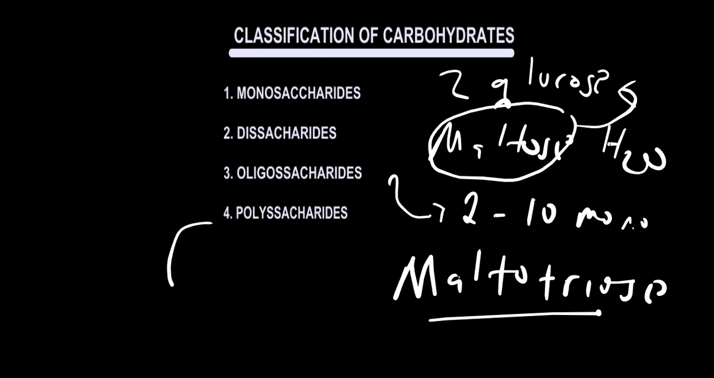Then let's talk about polysaccharides. Polysaccharides yield more than 10 monosaccharide units. An example that you can give for a polysaccharide is starch. Now we're going to talk about all these one by one, but in this session, let's focus on monosaccharides.